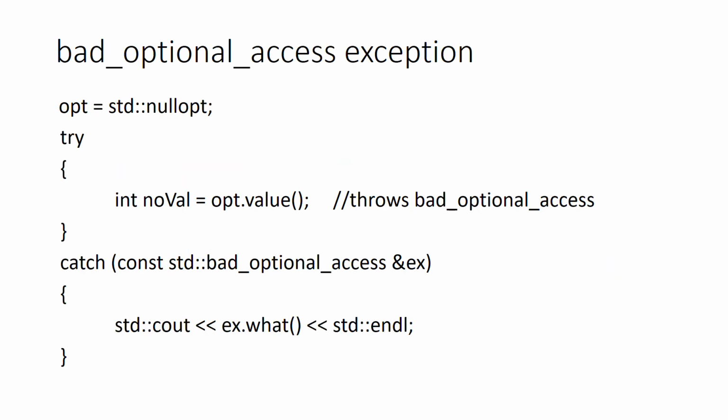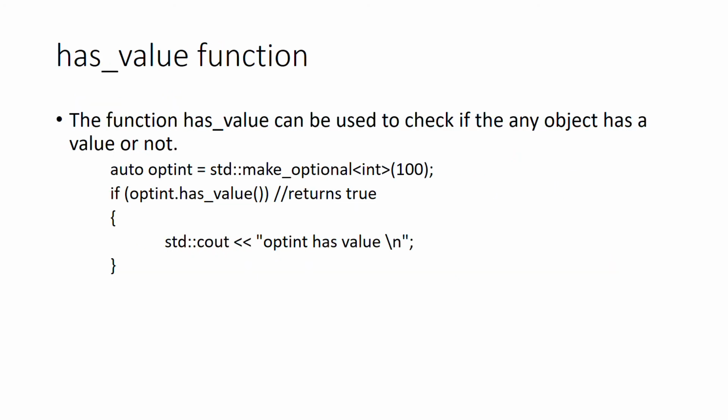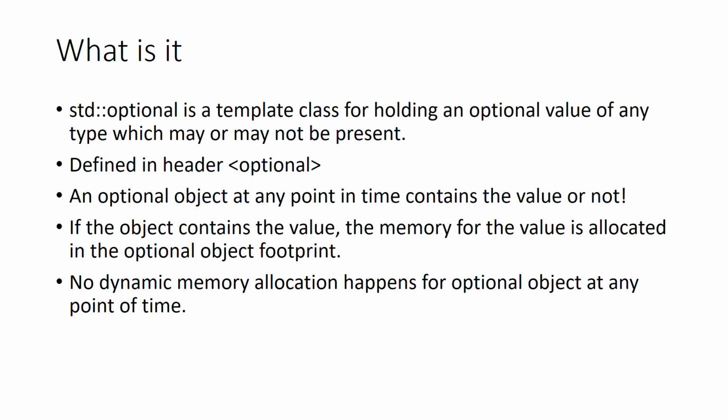So basically these are the 5 things: bad optional access exception, how to access the value, what the has_value function is and how to use it, how to construct an optional object, and the basic info about the optional object. So these are the 5 key things we wanted to talk about in std::optional.